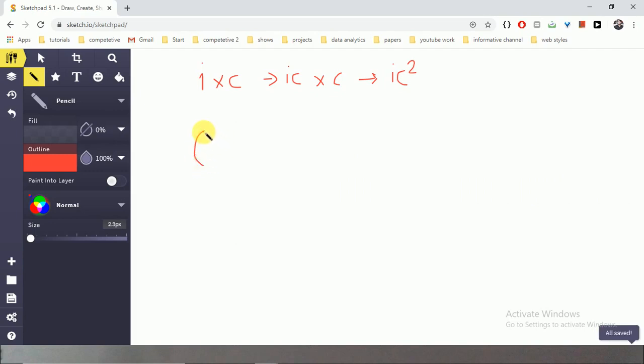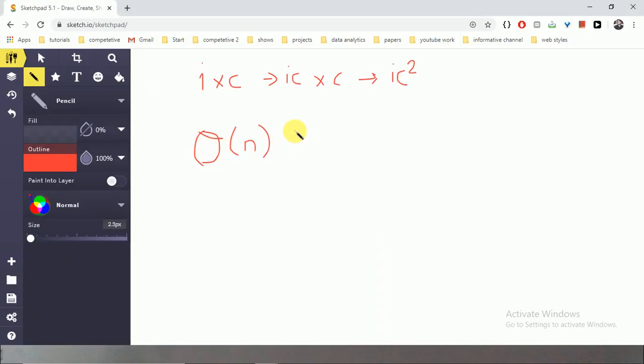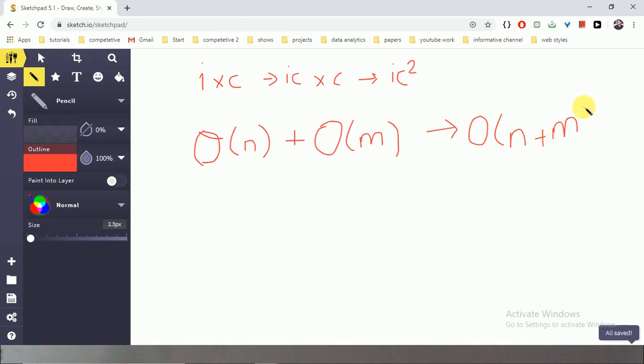As we have seen previously, the first loop will be O of n, because it depends on the value of n. Then the next loop goes from 0 to m, so it is O of m. The answer is O of n plus O of m, and you just take both inside the bracket, so it will be O of n plus m. I hope you understand this logic.